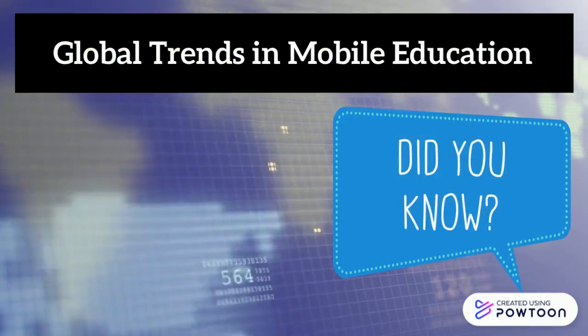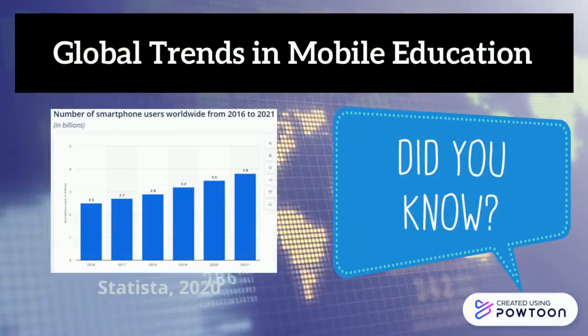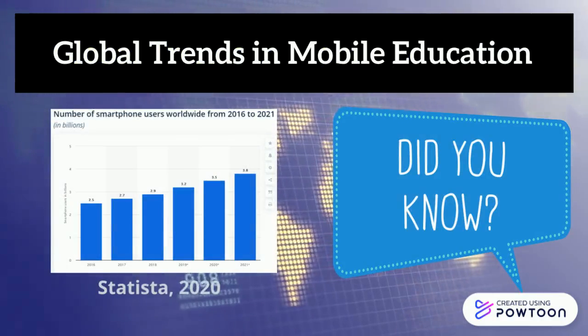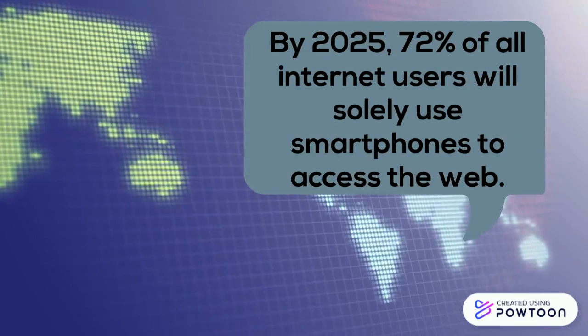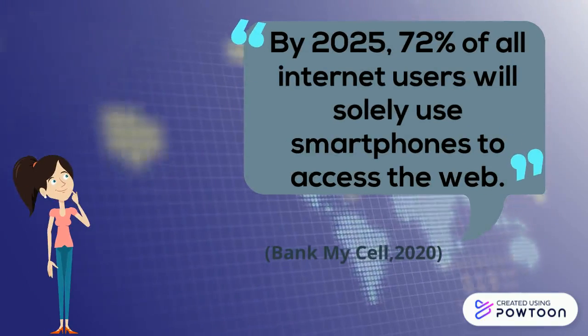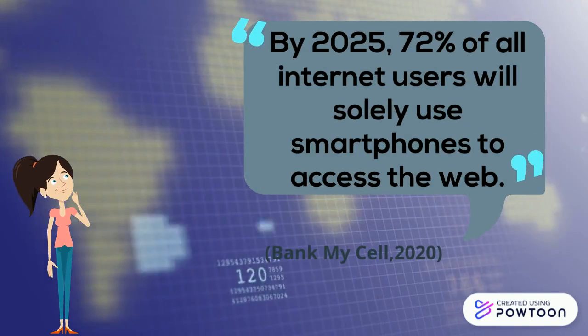Did you know, as of 2020, 45% of the world's population owns a smartphone? This is a 40% increase from 2016. By 2025, it is predicted 72% of internet users will only use smartphones to access the web. This is showing that mobile usage is and will continue to expand into the future.